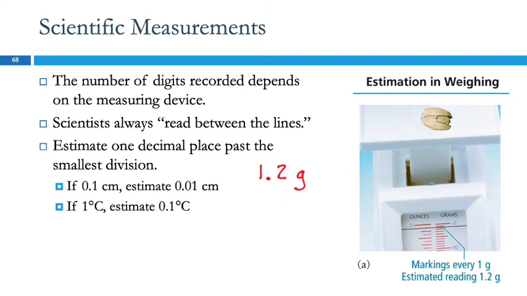So what we do is we find out what the individual lines mean. Here the marking is 1 gram. That's the ones place. And then we estimate the next decimal place. So if we've got a ruler where the lines represent 0.1 centimeter, that's the tenths place, we're going to estimate the next decimal place, the hundredths place. We're going to read between the lines. On a thermometer, a glass thermometer's over here, each little line represents 1 degree Celsius. So we'll estimate a tenth.